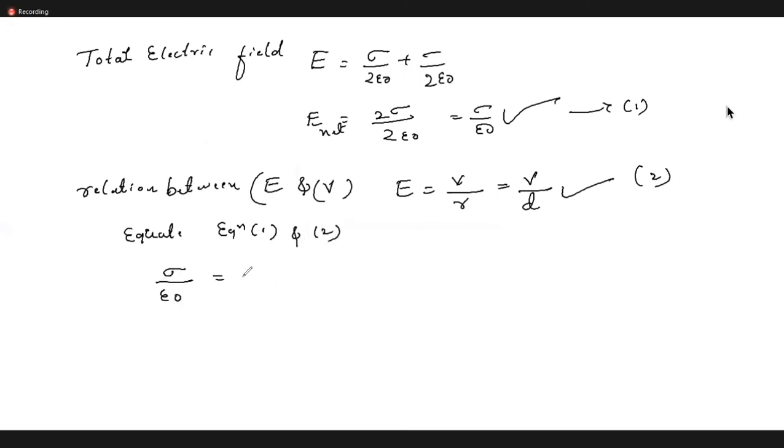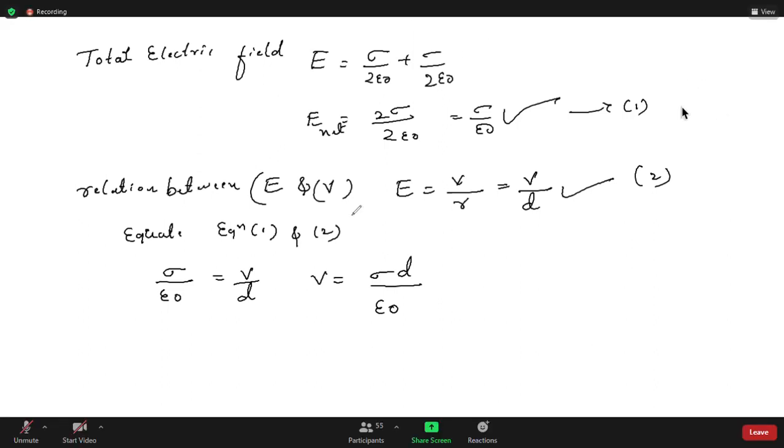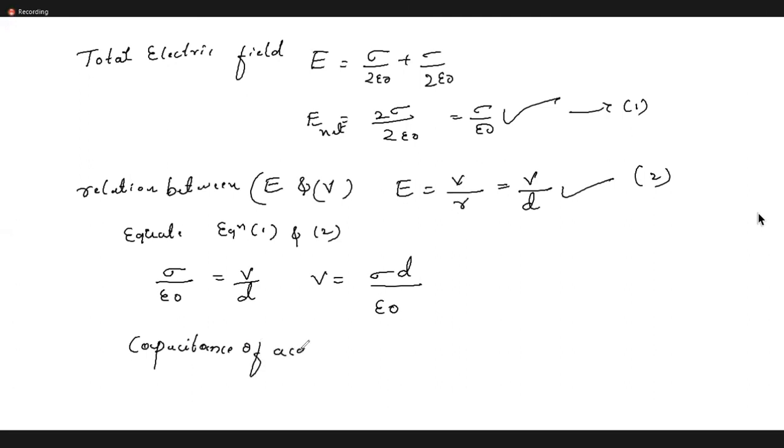Sigma by epsilon naught is equal to V by D, right? So now tell me, V is equal to how much? V is equal to sigma D by epsilon naught. Very good. Now tell me, what is the capacitance of a capacitor? What is the capacitance of a capacitor? C is equal to Q by V.